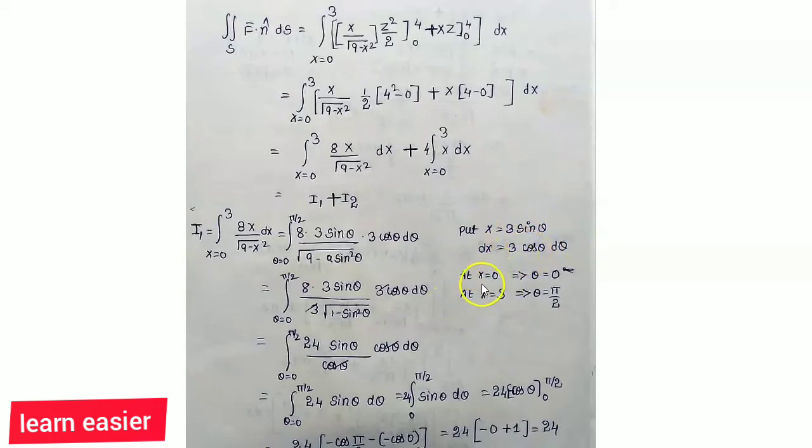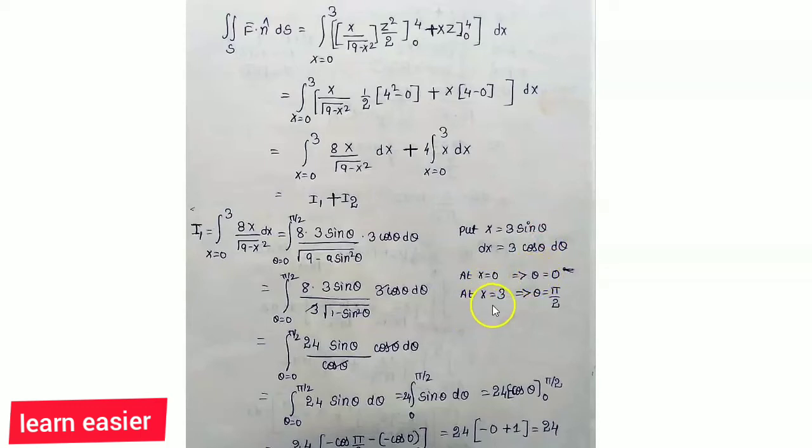Now we have to find out the limits. At x is equal to 0, theta becomes 0, because substituting x is equal to 0 in this, 0 equal to 3 sin theta, so sin theta equal to 0 by 3 which is 0. So theta equal to sine inverse of 0 is 0 only. So theta equal to 0.